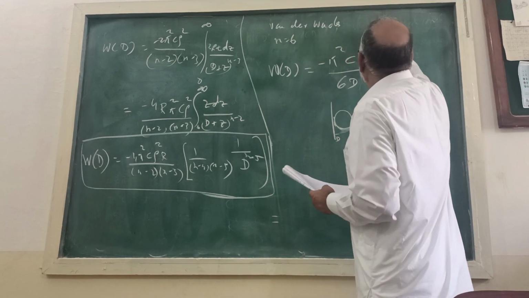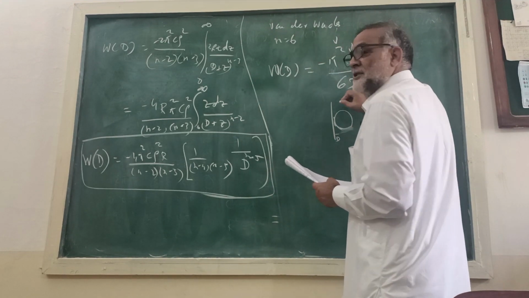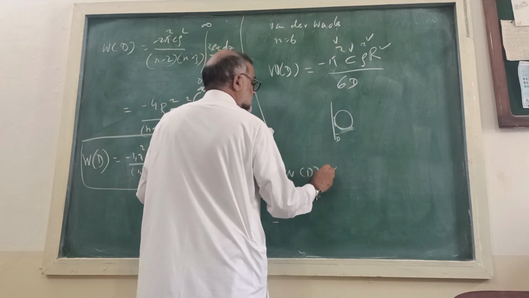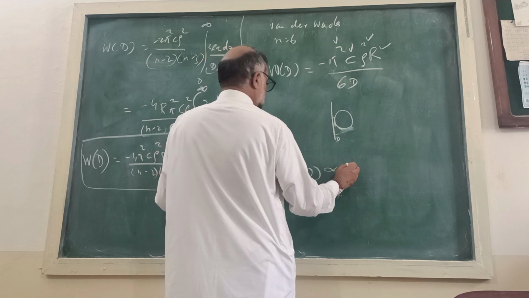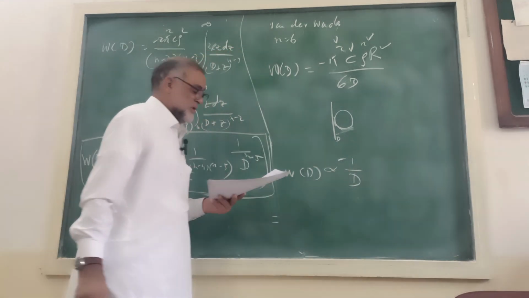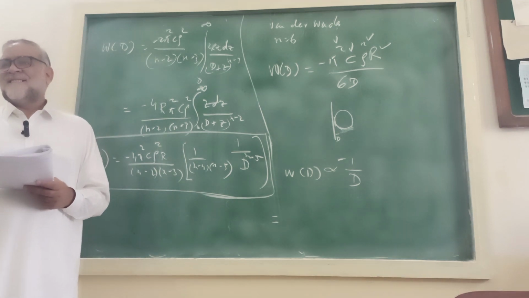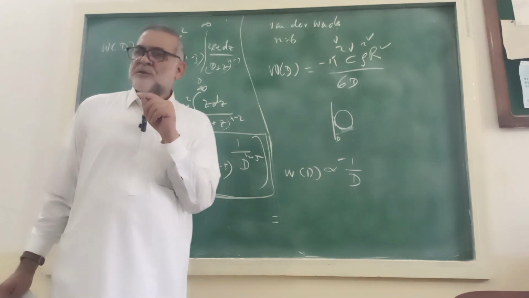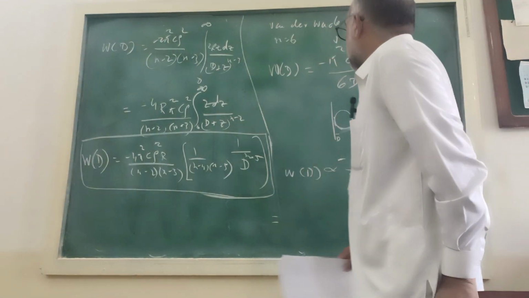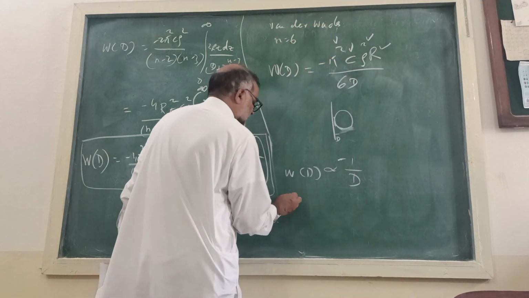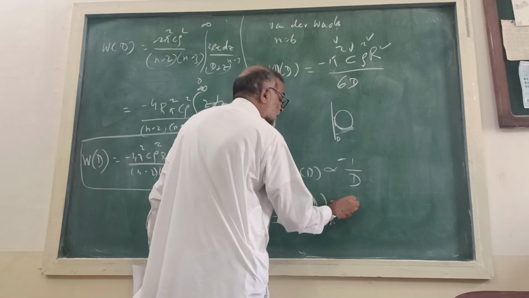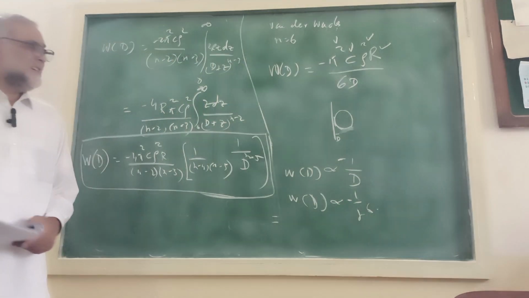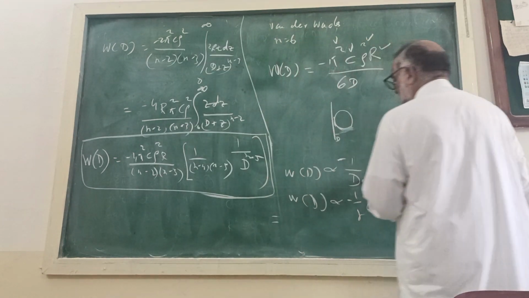If this is constant, this is constant, and D is the separation, then the van der Waals energy is proportional to 1 over D, that is D to the power minus 1. For molecules, the van der Waals energy varies as separation to the power minus 6. Here it is a single power.